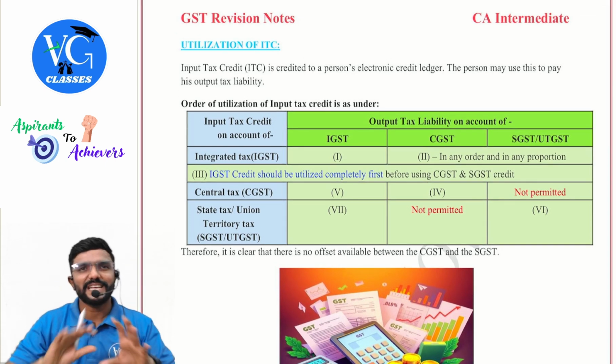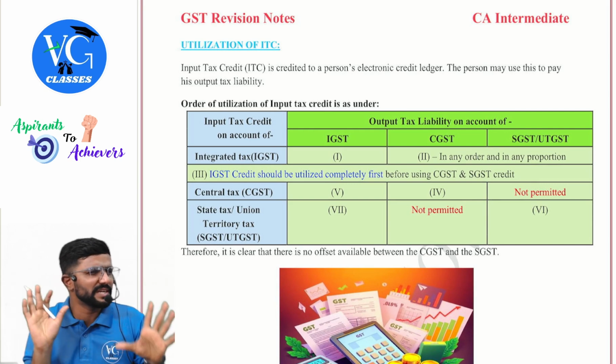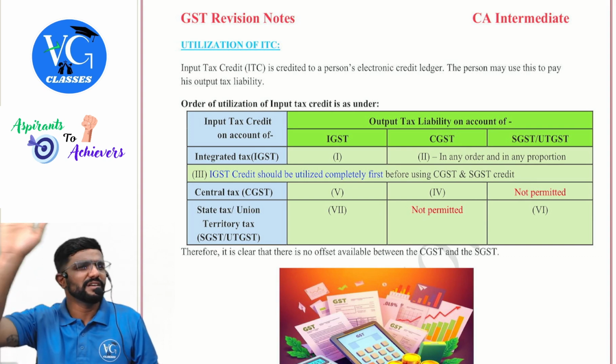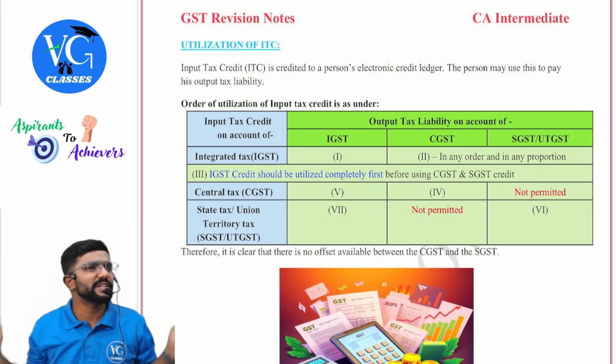Sir, how is it? Guys, I have combined it and made it as one single table. Clear? There is provision, section 49, 49A, 49B and all. Don't worry about all that. Just follow this table. Enough.